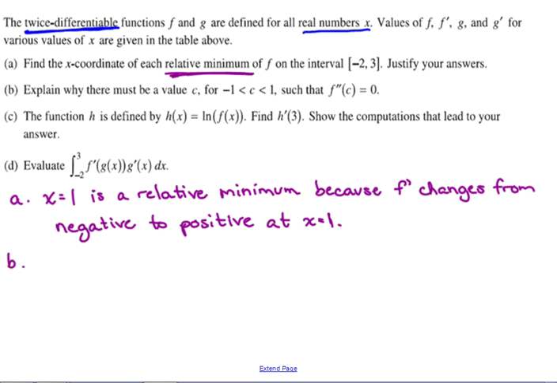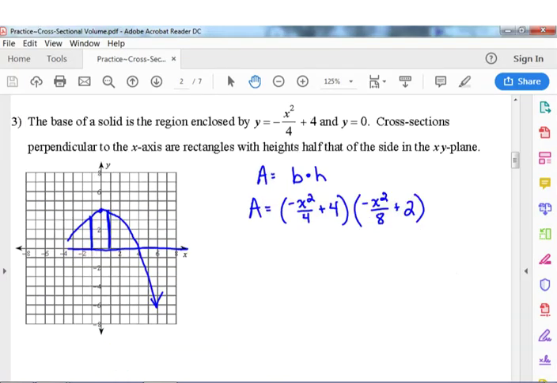Let's look at part B. Explain why there must be a value c between -1 and +1 such that f double prime of c equals 0. This was what I mentioned yesterday about the mean value theorem and applying it with the second derivative and the first derivative, as opposed to yesterday when we did it with, let me get to that problem real quick.